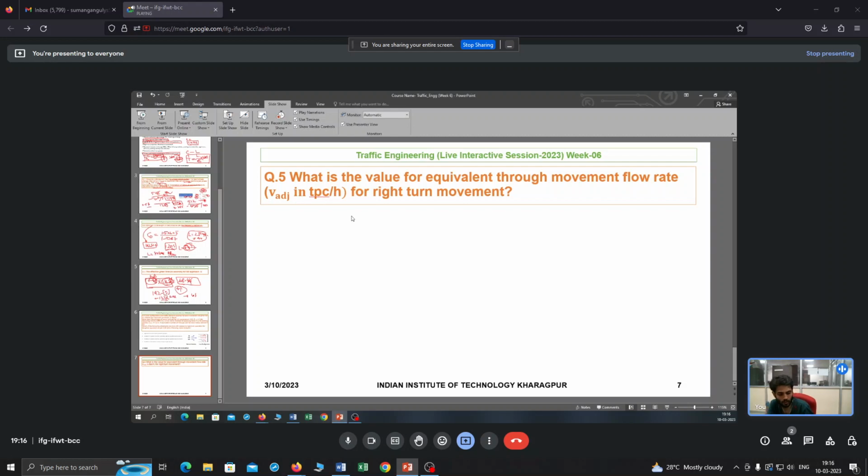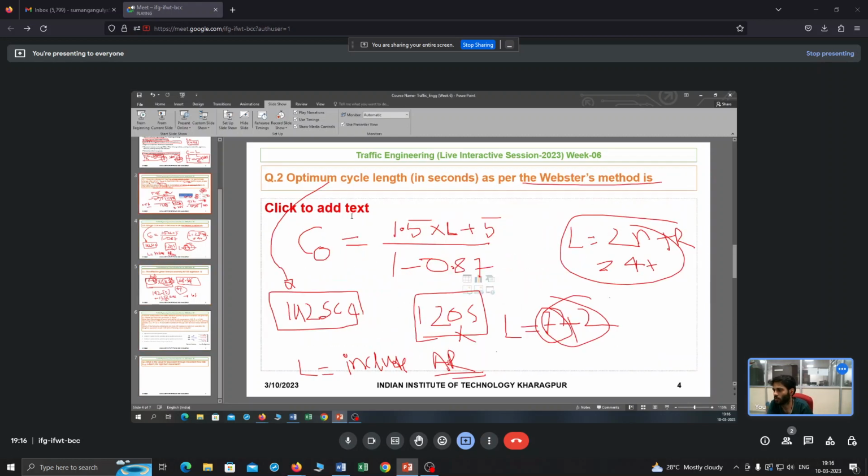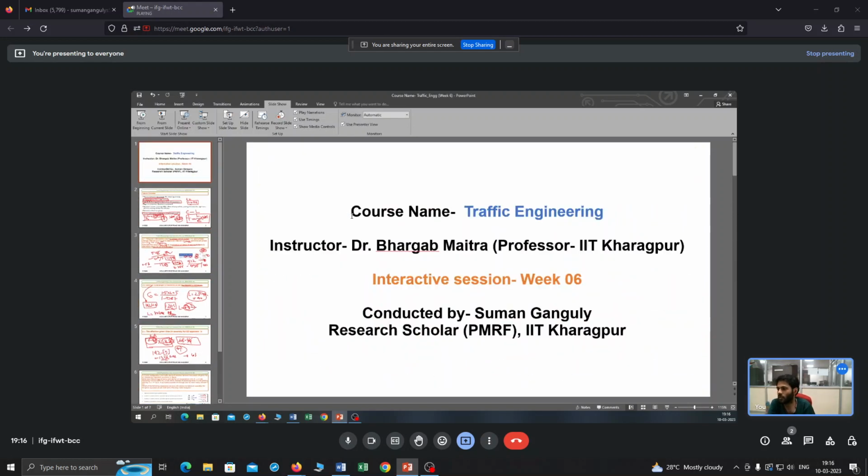So is there any questions regarding anything that has been covered in this week? This is the interactive session, but based on your NPTEL course, it will be week 7, right? So it is week 7, traffic signal control design, with particular focus on the pre-timed signal design or the actuated signal design, which is more complex.